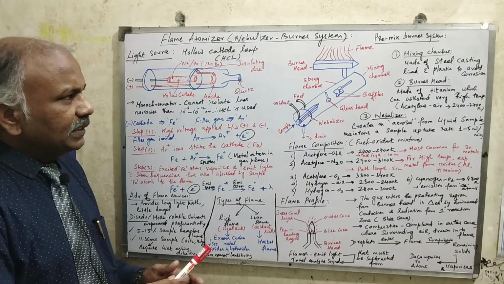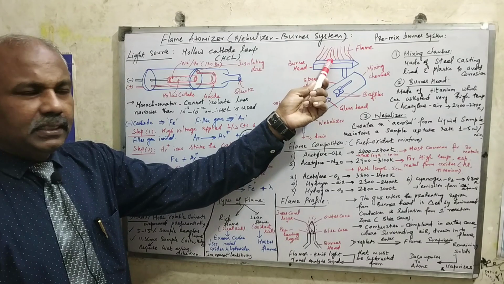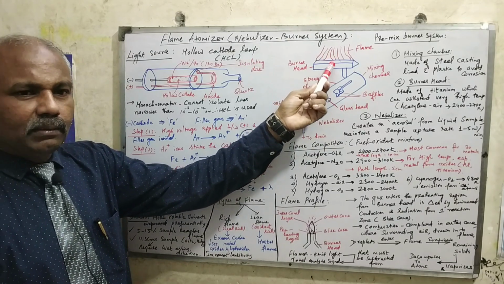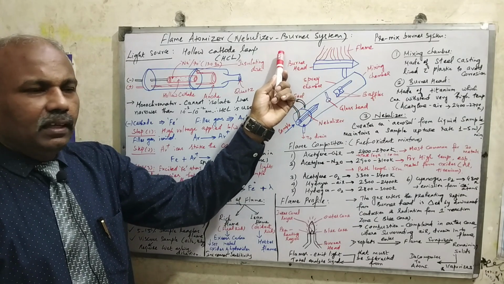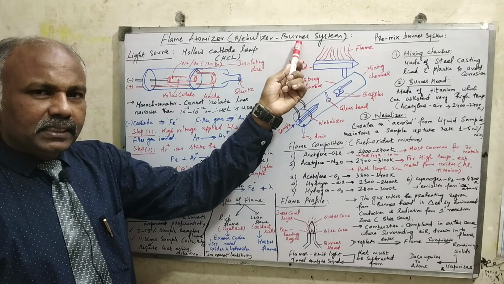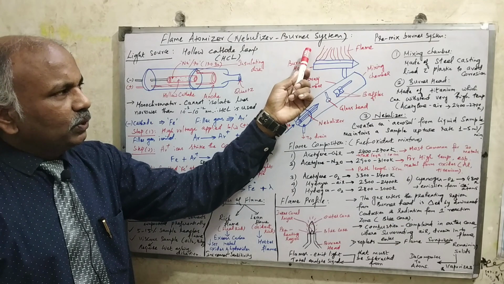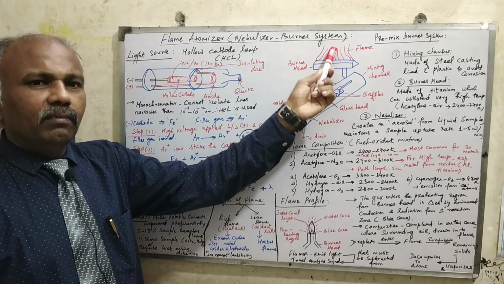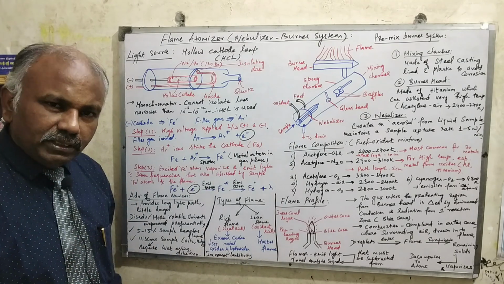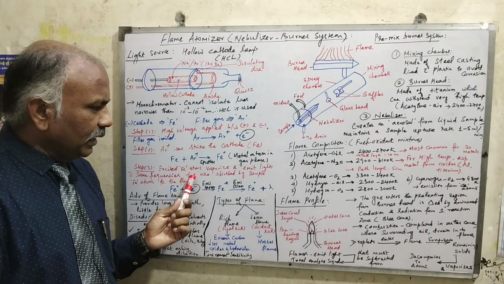That means if iron atoms are present in the sample, then whatever wavelength of light radiation is emitted from the hollow cathode lamp should match and be in resonance with the iron atoms present in the flame during the flame atomization step. So this is a very important aspect.